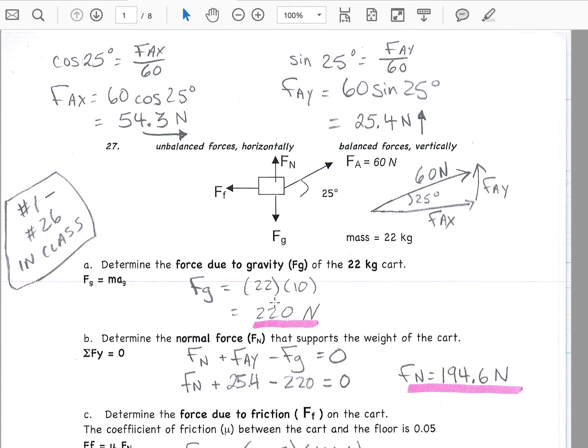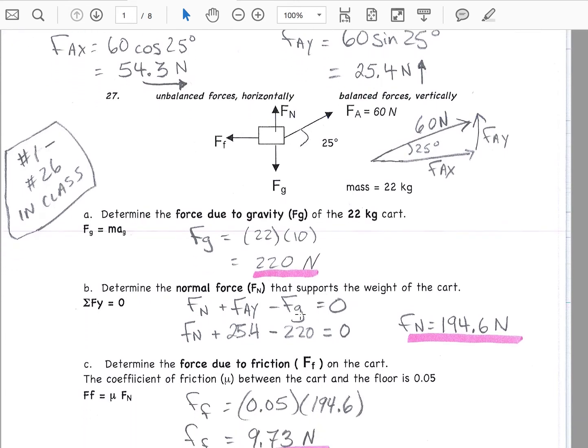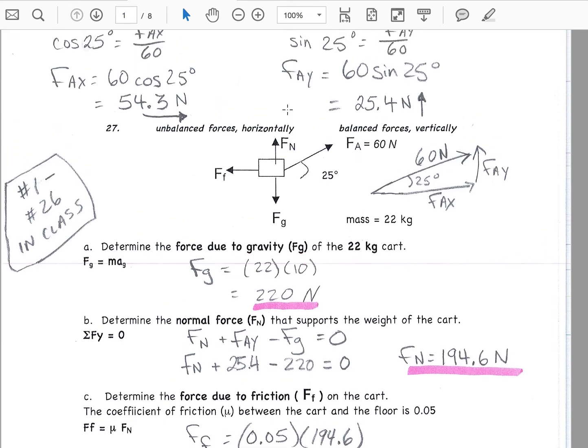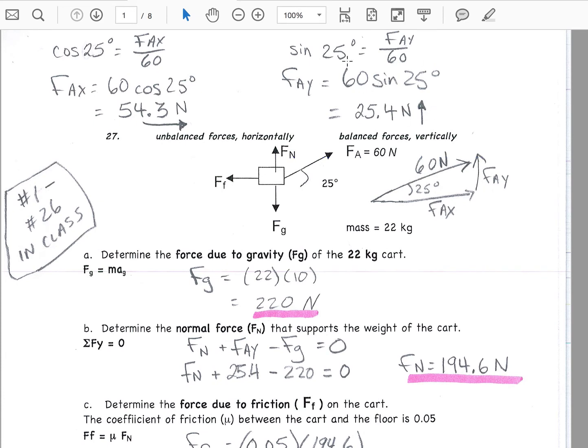But yeah, first step is figure out the weight. So 22 kilograms will weigh 220 newtons. Please remember to subtract how much you pull up to figure out that normal force. It doesn't equal the weight when you're pulling up a little bit. So I pulled up with like 25 newtons of force, so I got to take that off of the weight when I find the normal force.